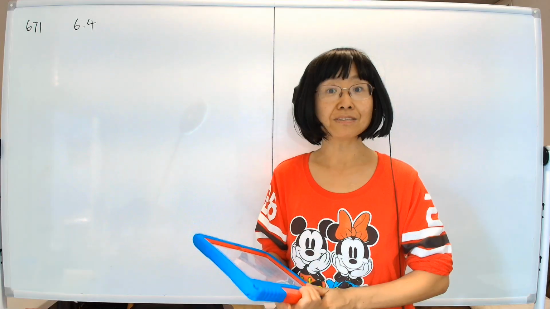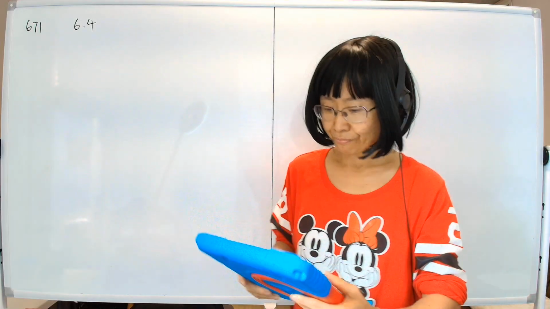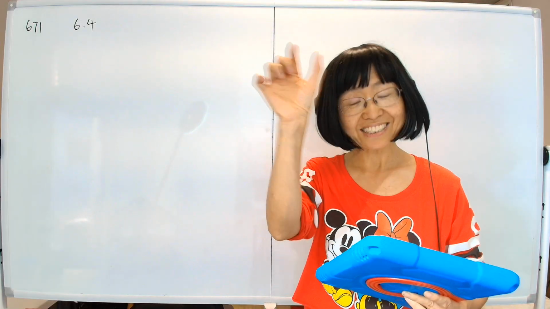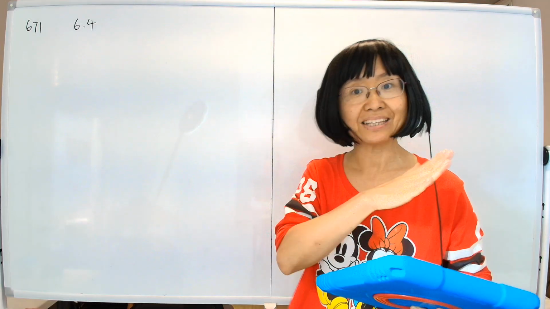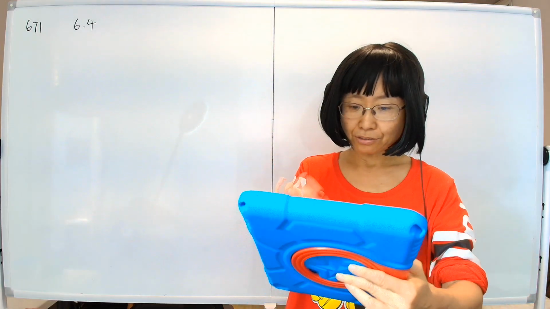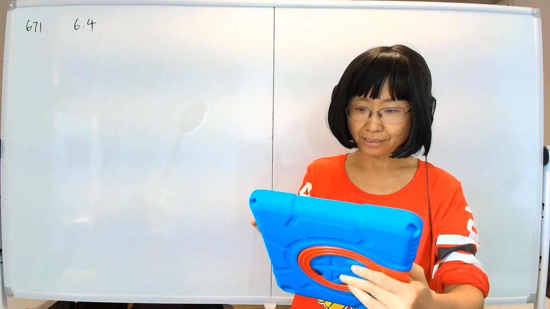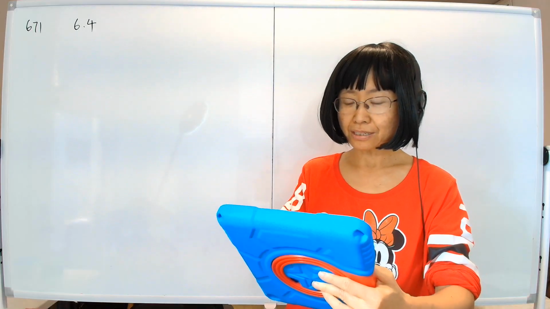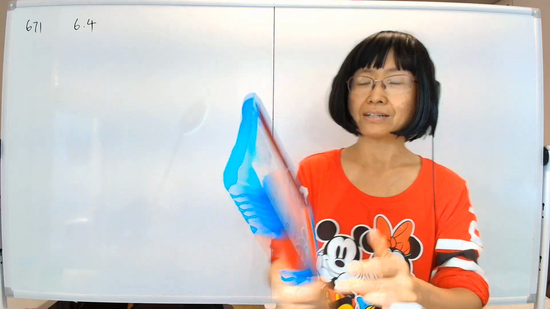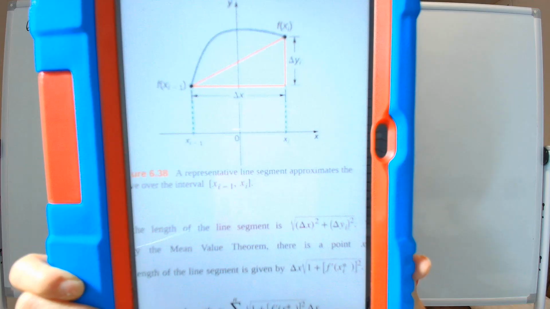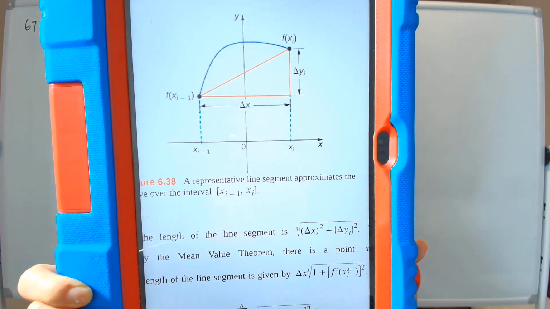Well, what we're going to do is the Riemann sum. In other words, calculate a little bit at a time and then add it all up. So to do that, let's go to the next page. What we're going to do is look at this graph right here. This is a simulation of a tiny little bit.